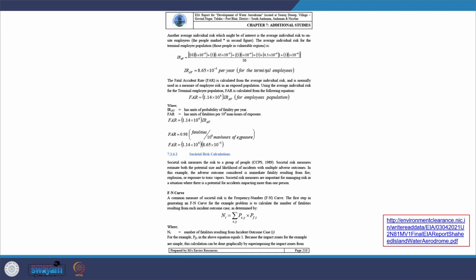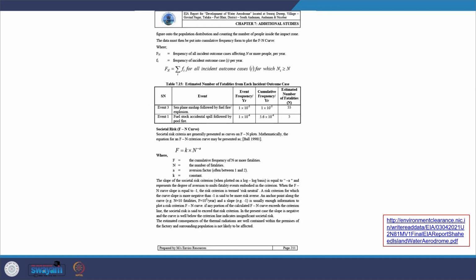So they have also calculated the societal risk. You remember individual risk calculation and societal risk calculation. So here also the frequency number curve, the FN curve, that also you have studied about. So they have done those calculations here as well. So the estimated number of fatalities for each incident outcome case. So what kind of event can happen? You can see in the table here, seaplane mishap followed by fuel fire or explosion.